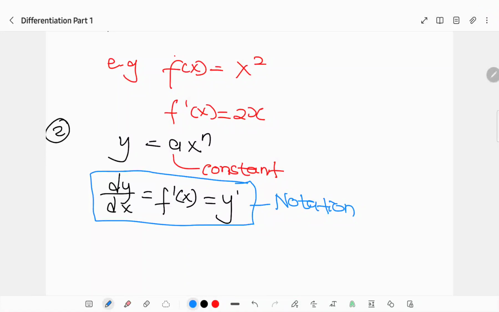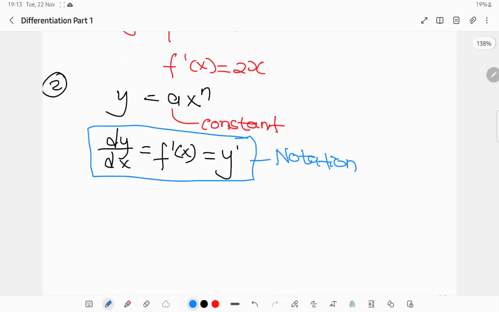x equals f prime of x equals y prime. It's the notation for differentiation. So whenever you see these, you can interchange them. It's the same thing. You understand? So now, what is it?